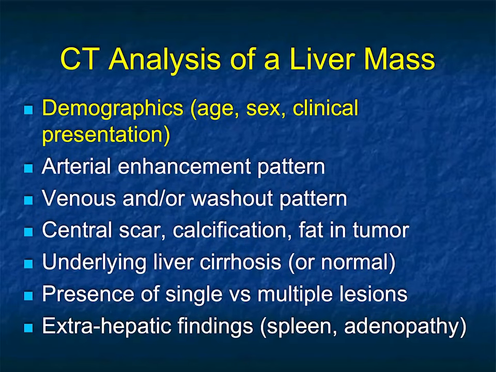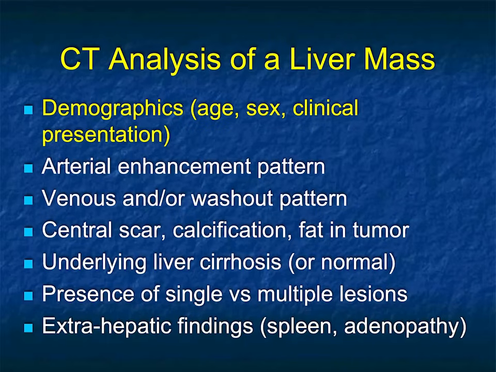Metastasis can be single or can be multiple. Hepatoma is usually a single lesion, but not always. So sometimes it can be somewhat helpful, but at times it may not be helpful. And of course, extrahepatic findings. Are there lung lesions present, like lung metastasis? Are there lesions in the spleen, and is there nodes present? Maybe we're dealing with lymphoma.